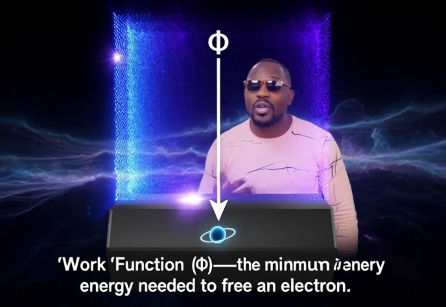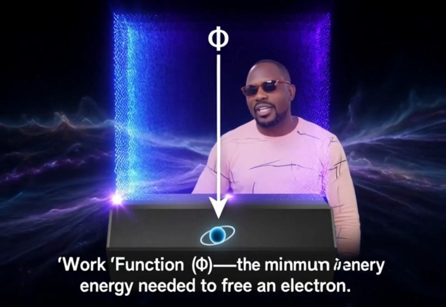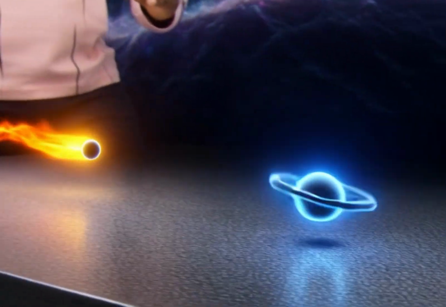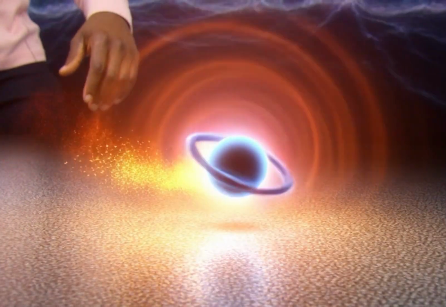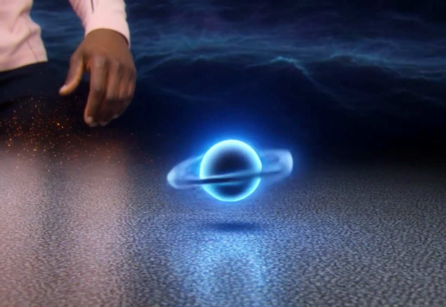For some it's small, electrons escape easily. For others, they hold tight. No electron can escape without at least this much energy. Now a photon arrives. It carries energy equal to h times f. If that energy is less than the work function, the electron absorbs it but cannot escape. It vibrates, heats up, but stays inside the metal. The photon is wasted. This is the first key insight.